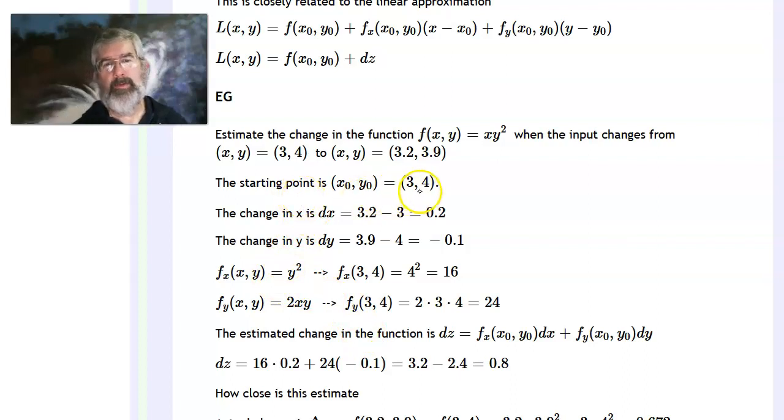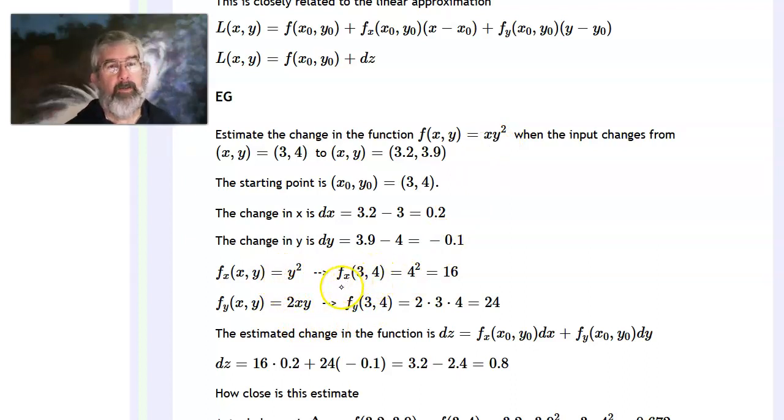So my starting point is (3, 4), and the change in the x direction, which I'm going to call dx, is ending value minus starting value, so 3.2 minus 3, or a change of 0.2, and then the dy is the ending y value minus the starting y value. 3.9 minus 4 is minus 0.1, so we've got a positive change in the x direction and a negative change in the y direction. The partial derivatives of this function: partial with respect to x is y squared, partial with respect to y is 2xy, and then I plug in (3, 4) to figure those out.